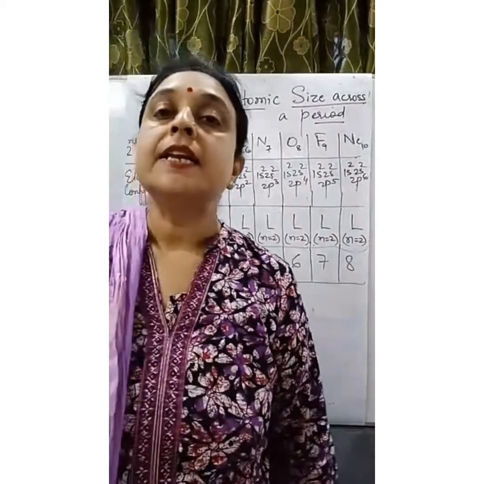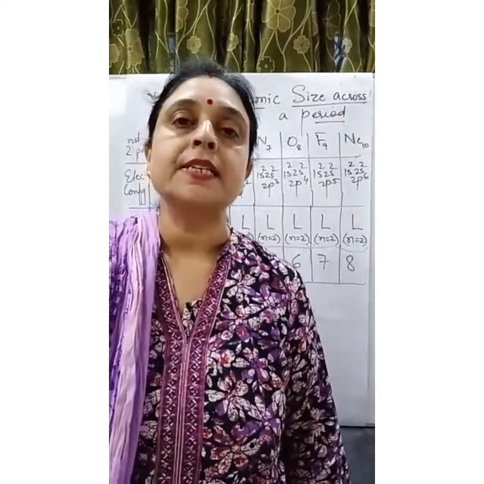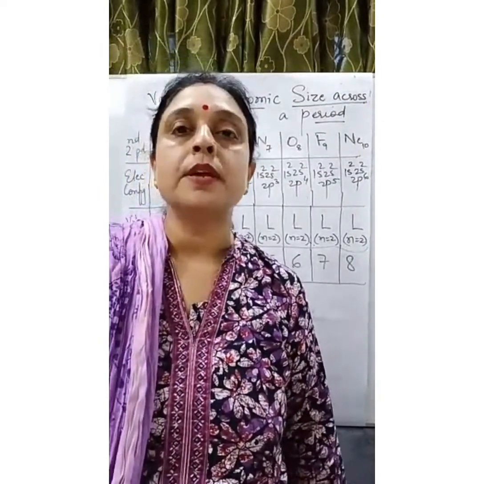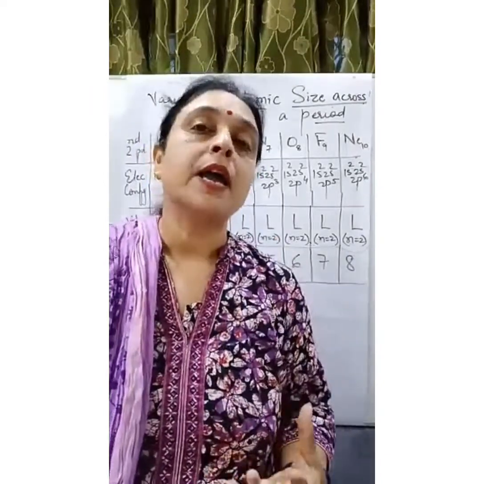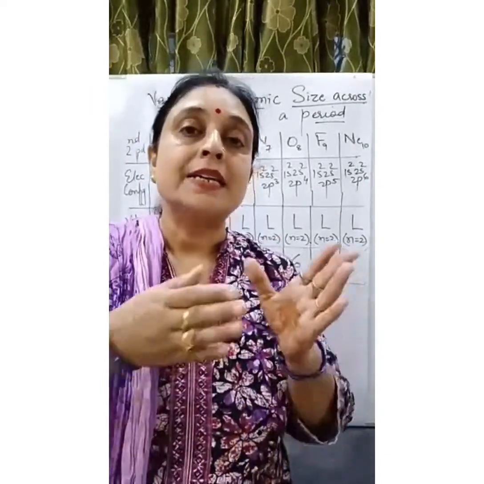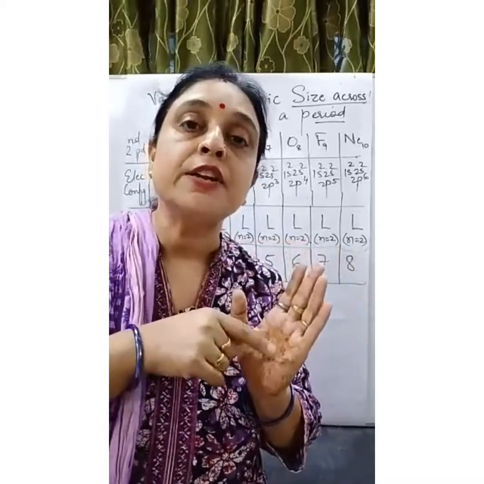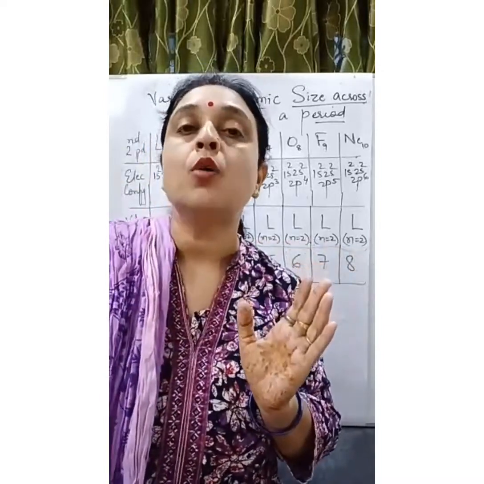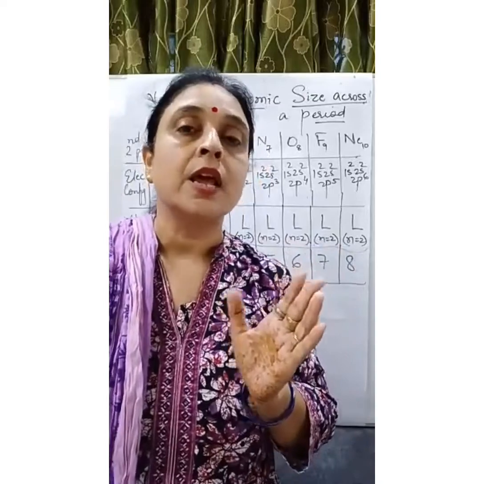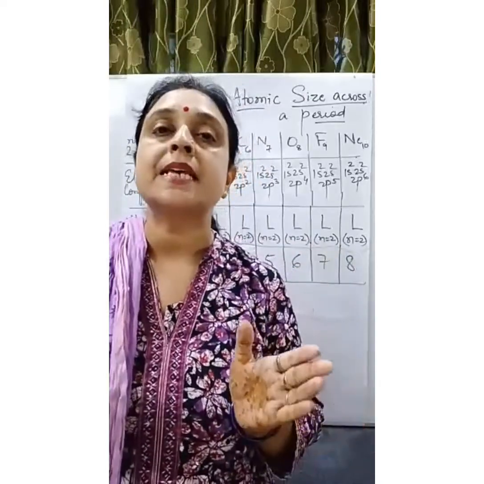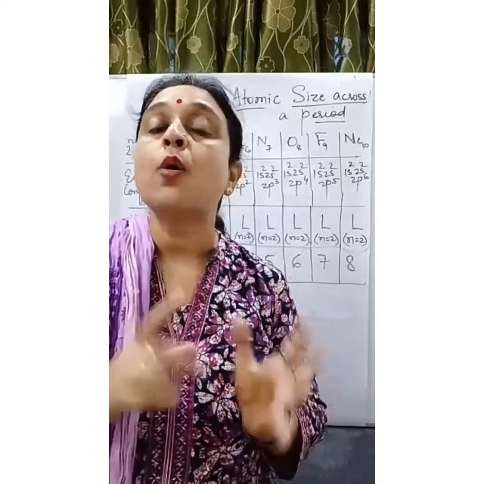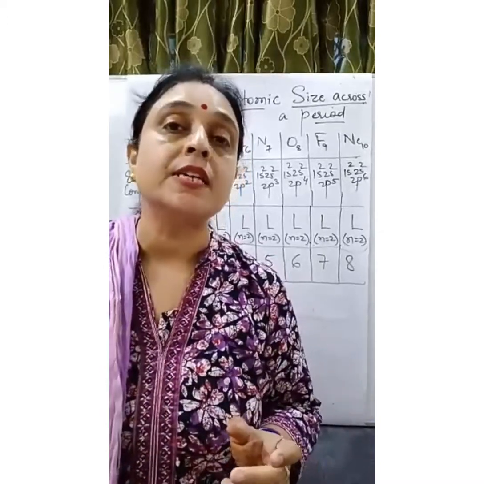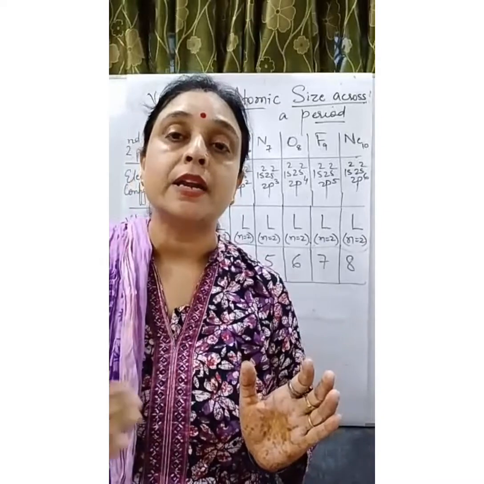Let us study the next physical property, that is atomic size or atomic radius. First of all, what do we mean by atomic size? The distance between the center of the nucleus and the outermost valence shell is known as atomic size or atomic radius. Let us see how atomic radius varies across a period and a group.